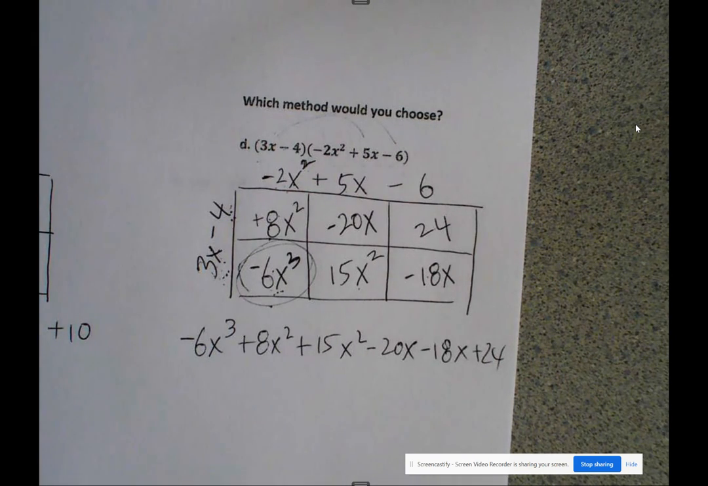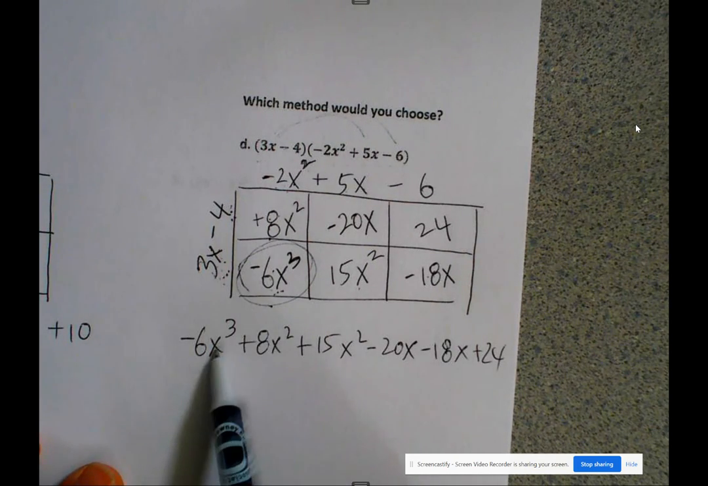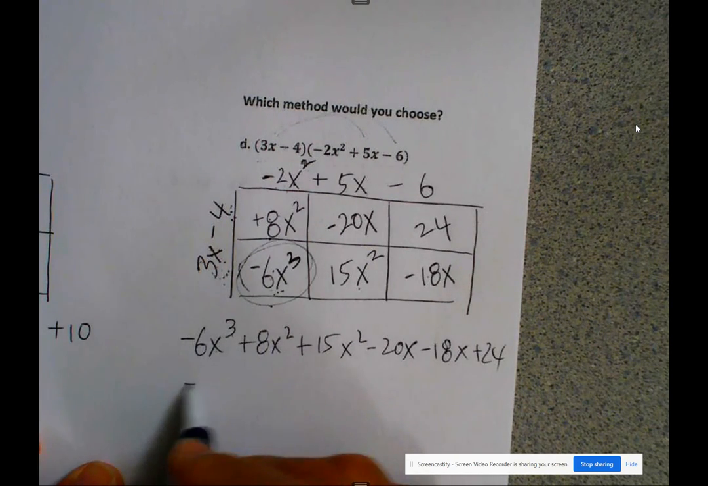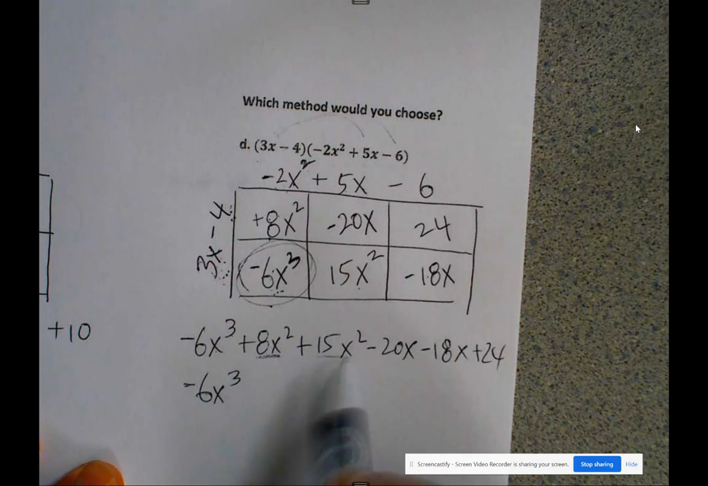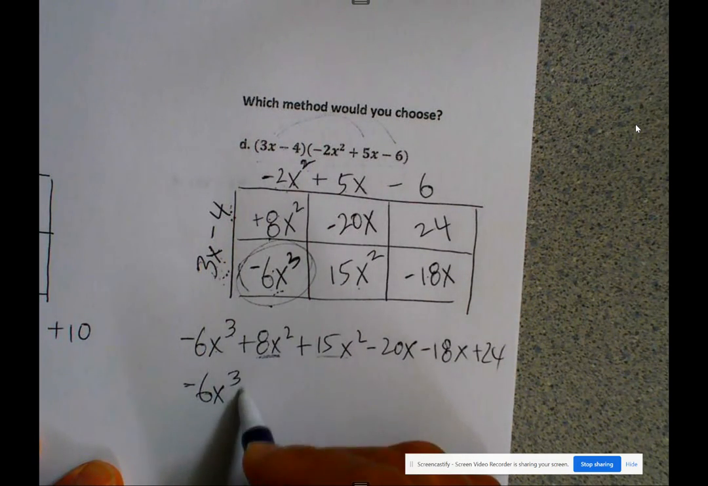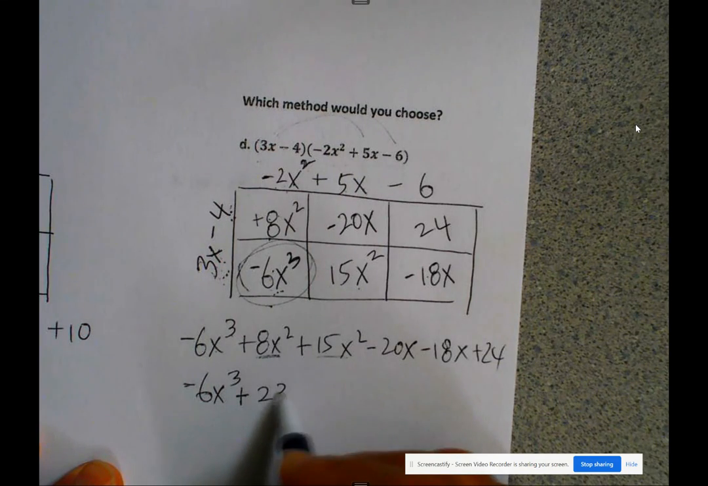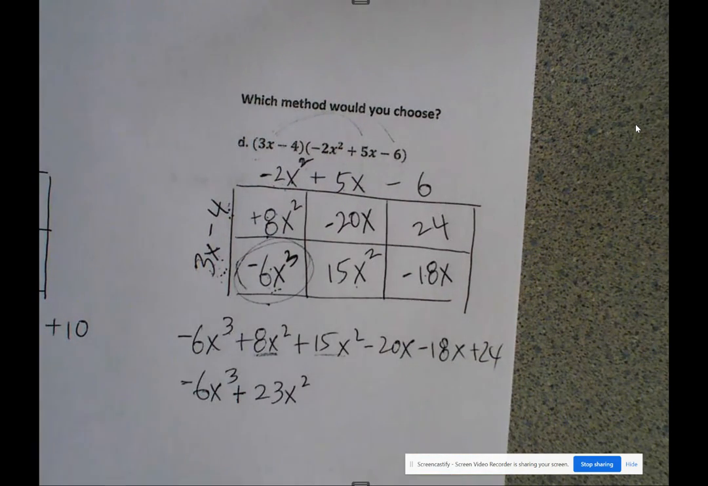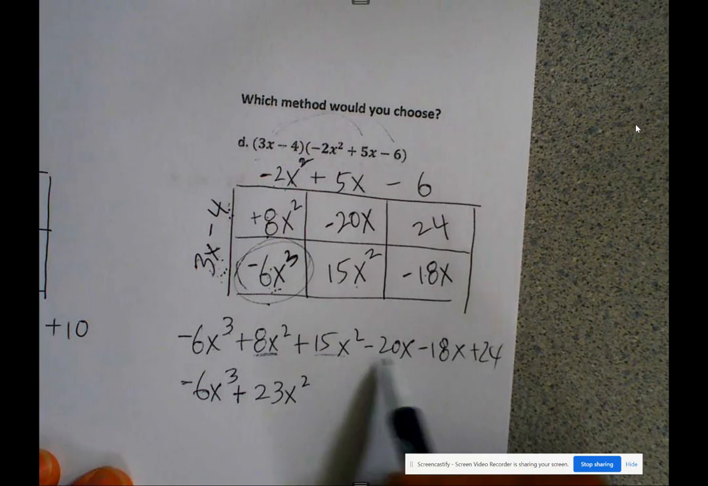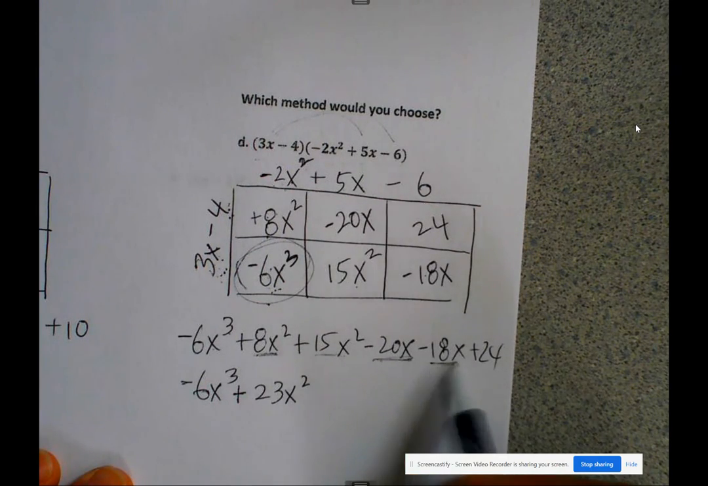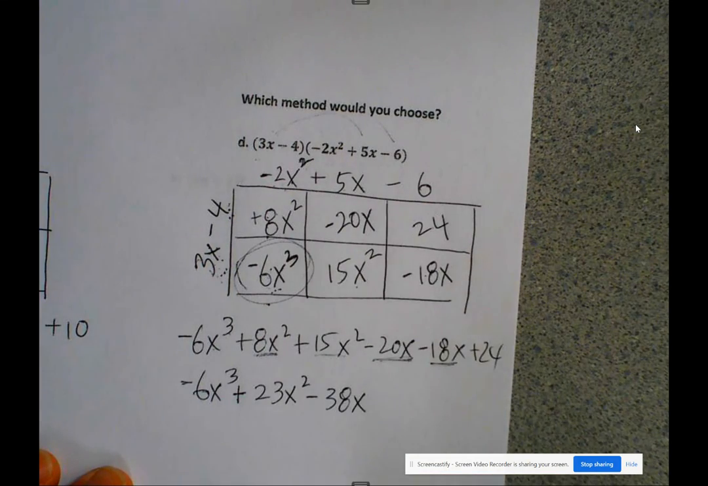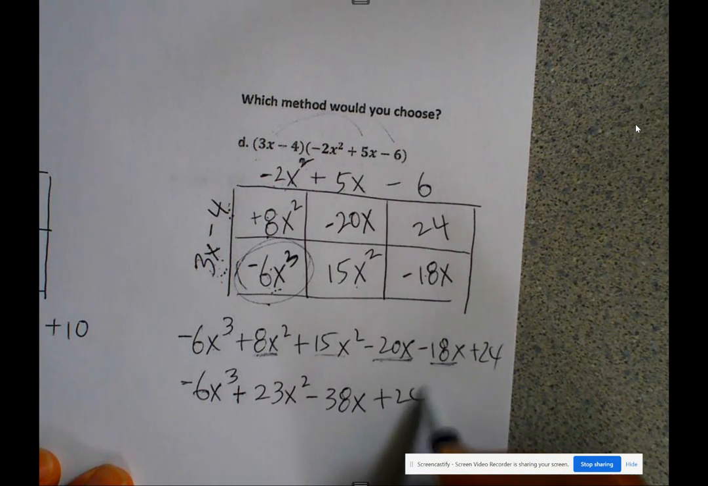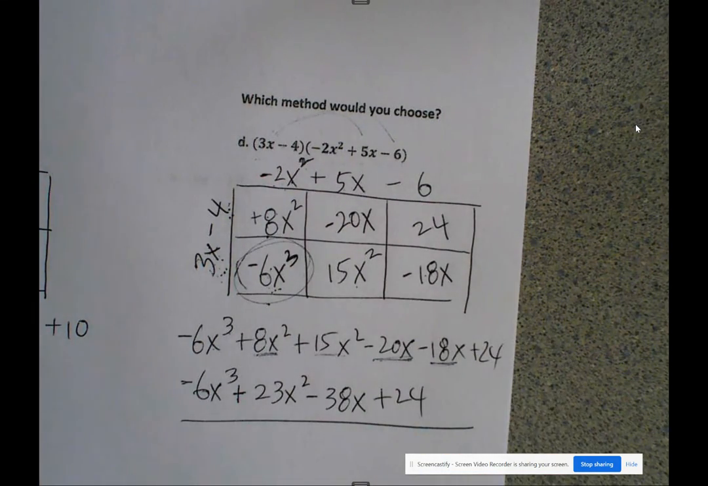And this is where you need to combine, just like our quiz. We're combining like terms. I don't have any other x to the third, so this is negative 6x to the third. We have positive 8x squared and positive 15x squared. That gives you positive 23x squared. And then we have negative 20x and negative 18x, so that will give you negative 38x, and then plus 24. And that will be your polynomial.